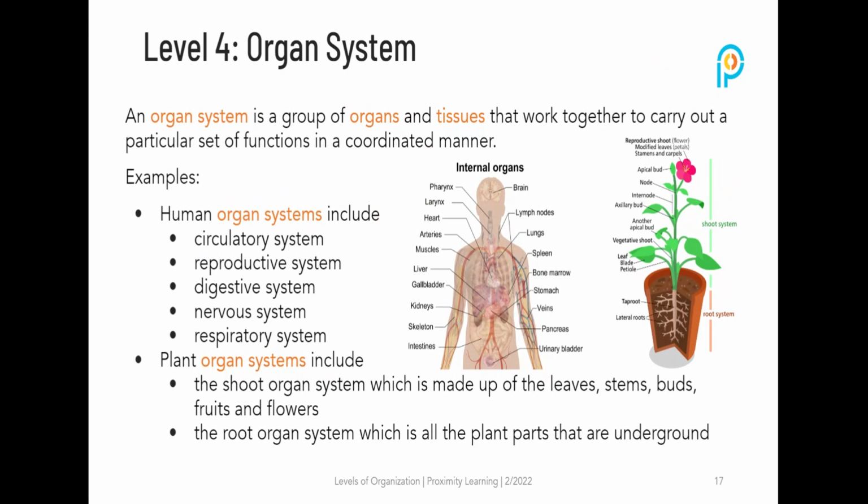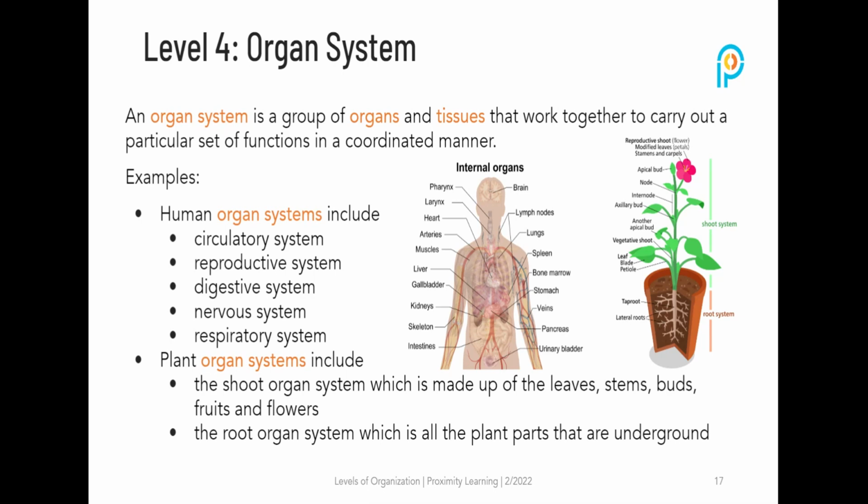After organs, we have an organ system. So cells, tissues, organs, organ systems. An organ system is a group of organs and tissues that work together to carry out a particular set of functions in a coordinated manner. Some human organ systems would include circulatory, reproductive, digestive, nervous, and respiratory.